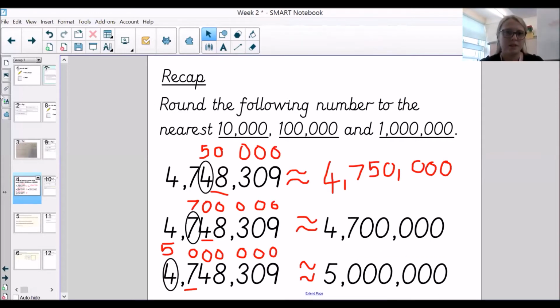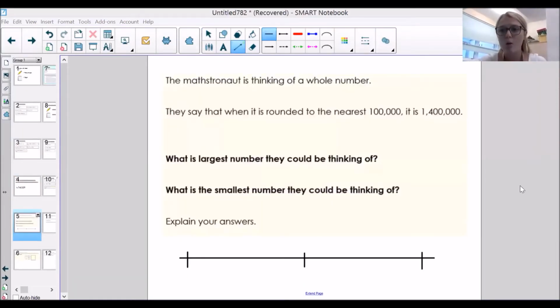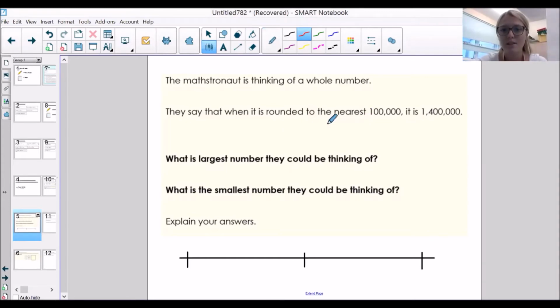The astronaut is thinking of a whole number, okay, not a decimal number, a whole number. They say that when it is rounded to the nearest 100,000, it is 1,400,000. So I'm just going to underline my important information there. I'm rounding to the nearest 100,000, and my answer I want to get is 1,400,000. My 2 questions are: what is the largest number they could be thinking of? And what is the smallest number they could be thinking of? If they were given that number, you'd round up or round down to 1,400,000.